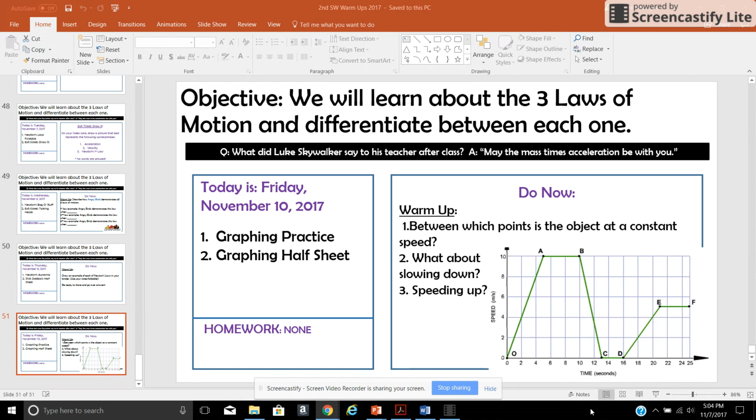So our objective for today is still talking about the three laws of motion and differentiating between each one. Specifically, we're going to focus on the second law though today. So what I need you to do for your warm-up is look closely at the graph in the picture and answer the three questions. So if you haven't done that yet, I need you to pause the video here, complete the warm-up, and go over your answers with your teacher.